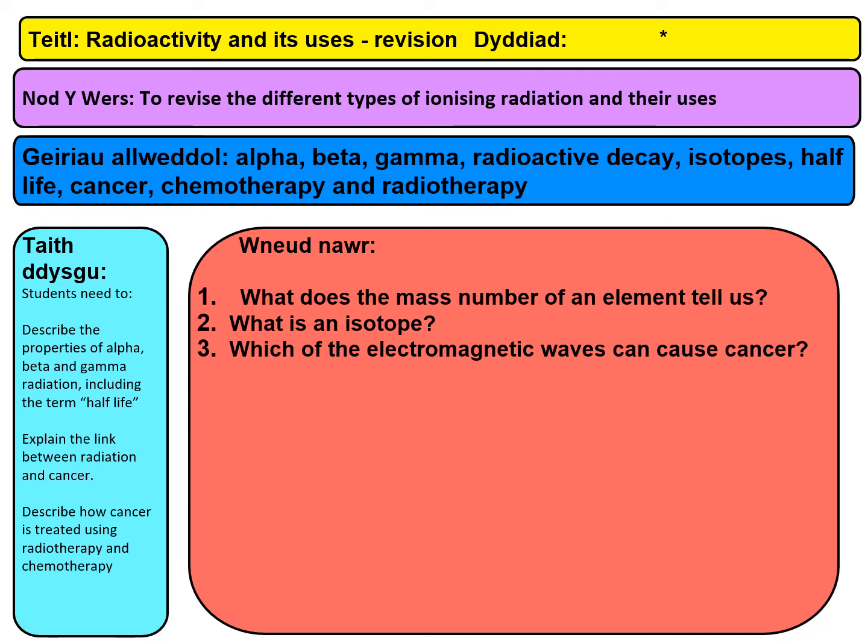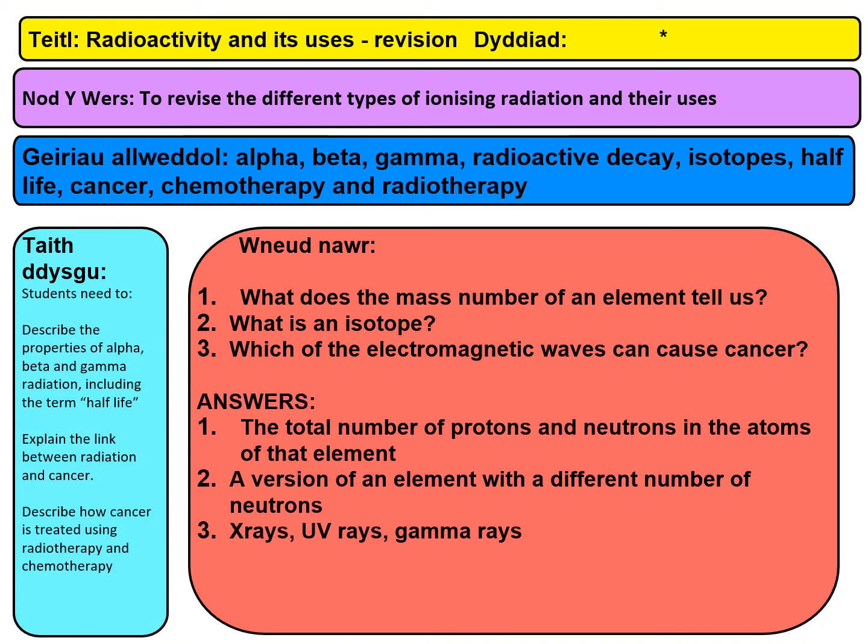So I'll give you the answers to those questions now, so pause this if you haven't finished. The total number of protons and neutrons in the atoms of that element is the mass number. An isotope is a version of an element with a different number of neutrons. So for example, carbon can have a mass number of 11 or 12 or 13 or 14 because the number of neutrons in a carbon atom can be different. And the last question, the electromagnetic waves that can cause cancer are X-rays, ultraviolet rays and gamma rays.